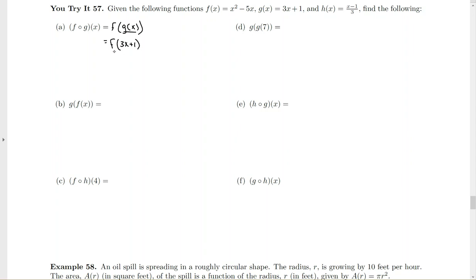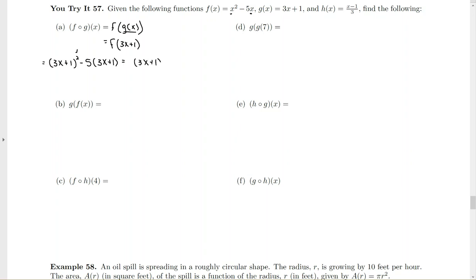Then we go to the f function and take out all of these x's and replace them with 3x plus 1. So this is going to be, take out the x, put in (3x plus 1) squared minus 5 times (3x plus 1). I'm going to need to write this factor down twice and then FOIL it out. You can't just raise the 3x to the 2 power and the 1 to the 2 power because of the plus sign here. So you are going to have to do some foiling.